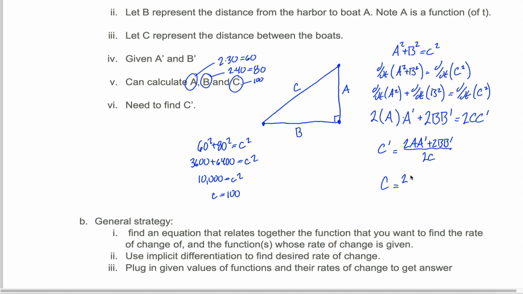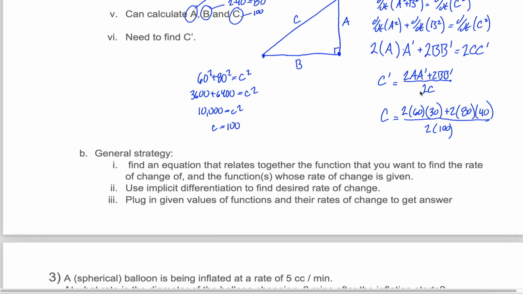C prime would be 2 times a, which we said was 60, times a prime, which we said was 30, plus 2 times b, which was 80, times b prime, which was 40, divided by 2 times c, c being 100. It's worth pointing out that at this stage, I could have factored a 2 out from the top and canceled it with this 2 on the bottom, and then all the 2s are gone, which would have made the arithmetic a little bit easier.